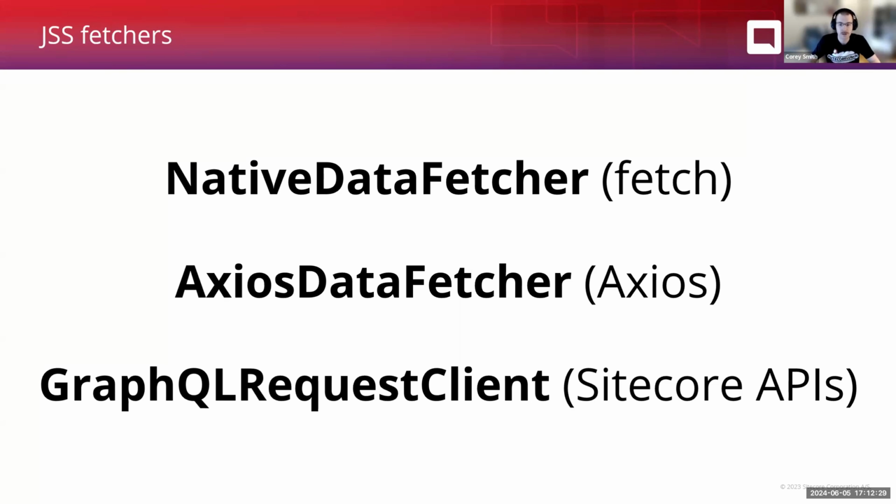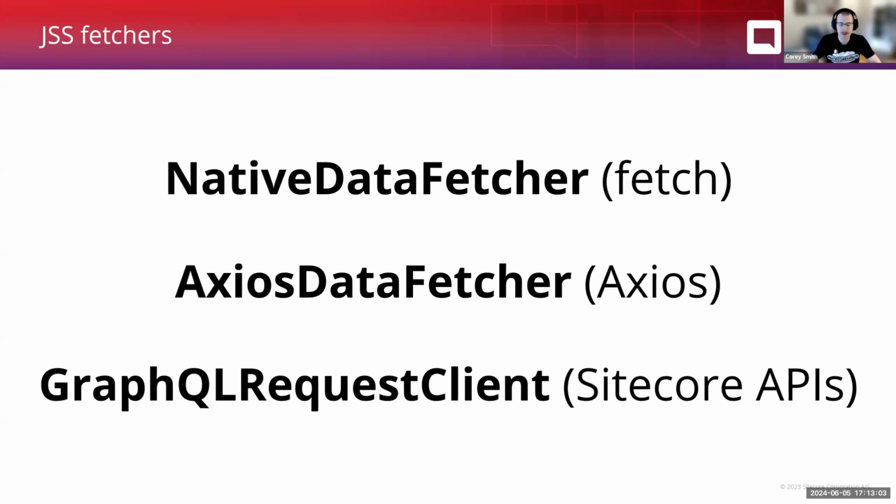The GraphQL request client is really nice because it will handle rate limiting, like against the experience edge, and it also has retry logic in there for any errors that might happen. So yeah, you'll use that for Sitecore API calls, but for just general API calls, if you like Axios and you've got a really good reason to use it, you can use the Axios data fetcher, but more than likely, I recommend you use the native data fetcher, which wraps fetch.